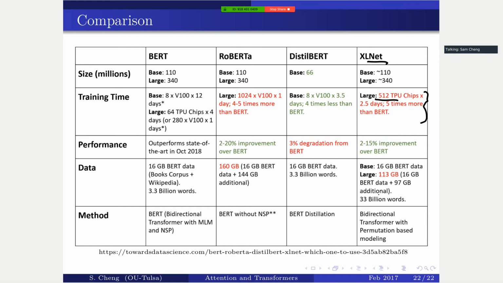So I don't know, but do I still have time? Let's see. Yeah, I have a couple minutes. So maybe just a few remarks on this XLNet.